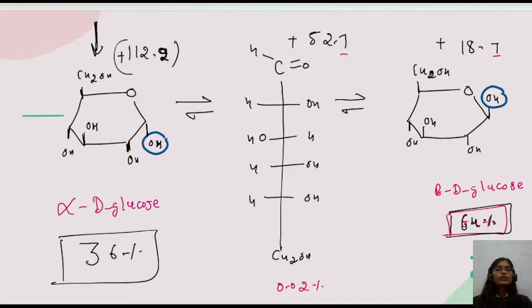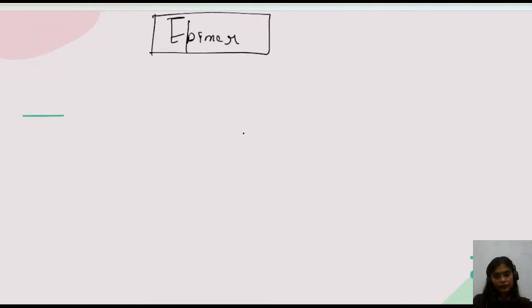Now let's see the last topic of the class, that is epimer. The first part was anomer: alpha and beta form, where the first carbon has a different configuration. Now let's see the second type, that is epimer. So what is the meaning of epimer? Here there are two important points, anomer and epimer. So what is epimer? First, the definition.